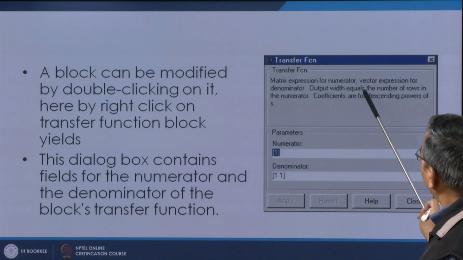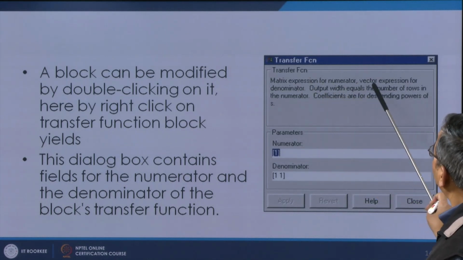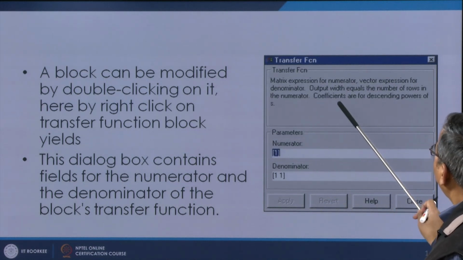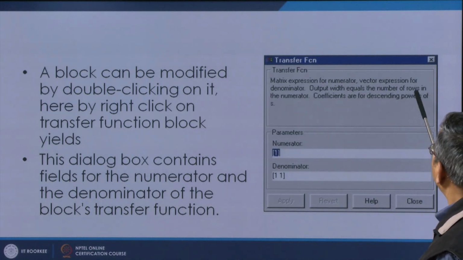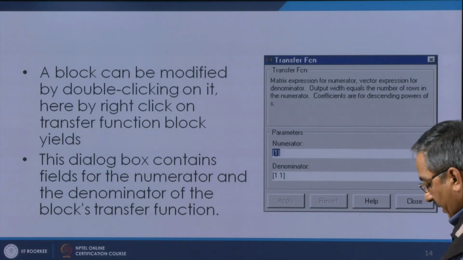Here you get a help also where it is written: matrix expression for numerator, vector expression for denominator. Output width equals the number of rows in the numerator, coefficients are for the descending power of s. So, this is what is given.